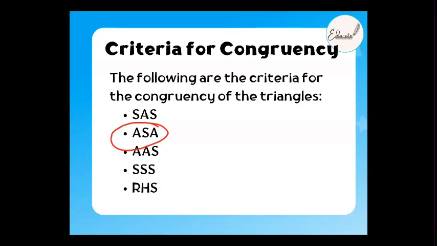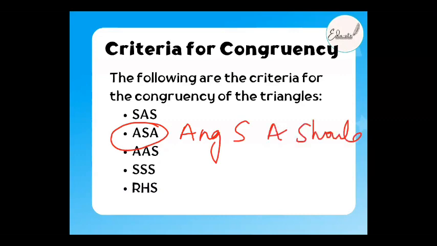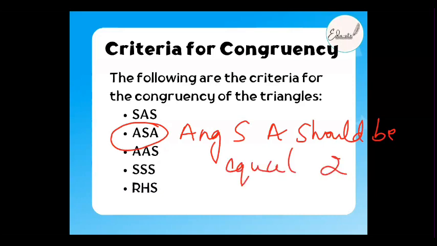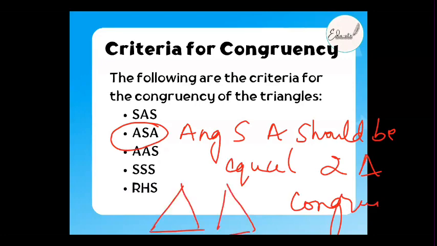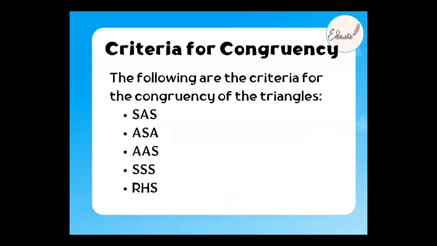Angle, side, angle. Okay, one angle, one side, and one angle should be equal to make two triangles congruent. Okay, on the corresponding two triangles, right? On the corresponding two triangles, one angle, one side, and another angle should be equal to make it congruent.